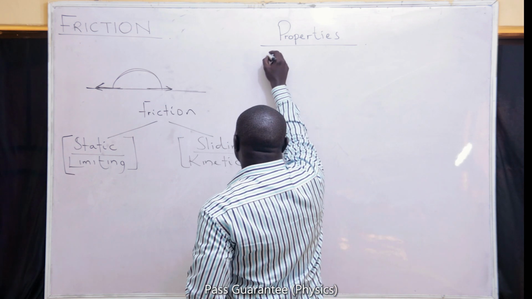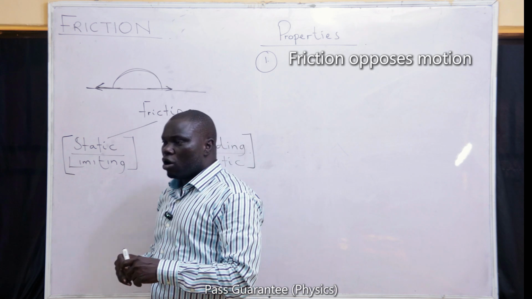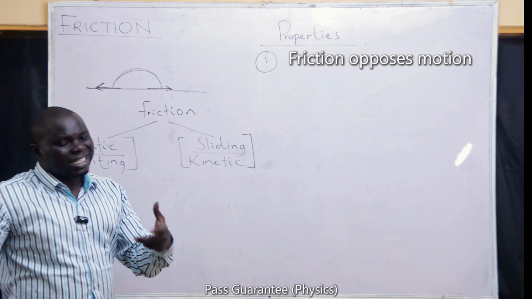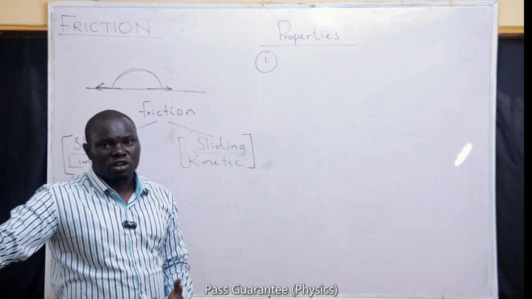Number one is what is part of the definition already. Friction always opposes motion. Friction prevents motion. Friction tends to prevent motion. Friction acts in the opposite direction of motion.